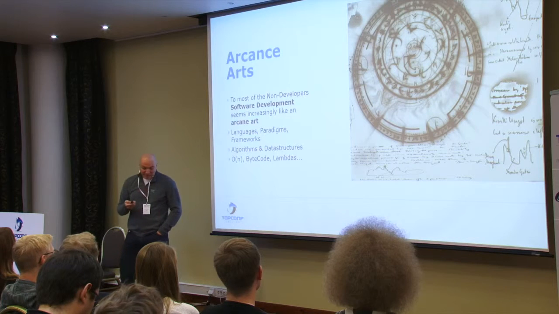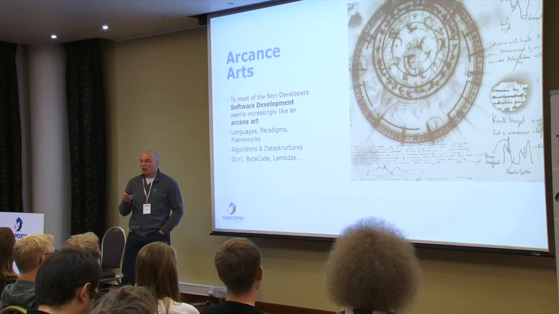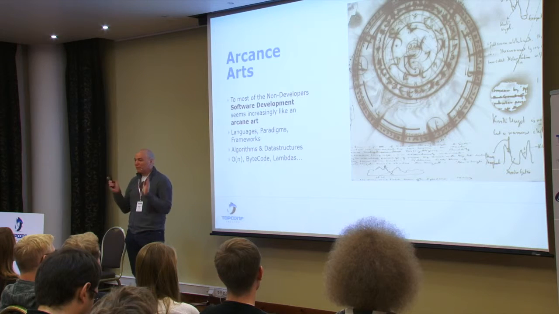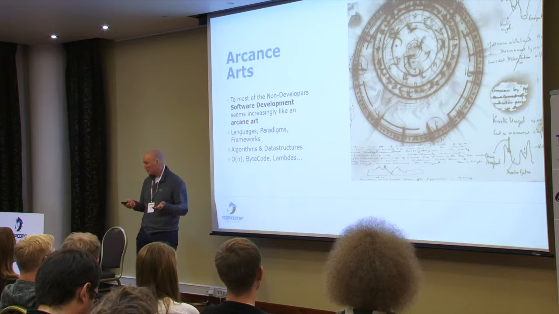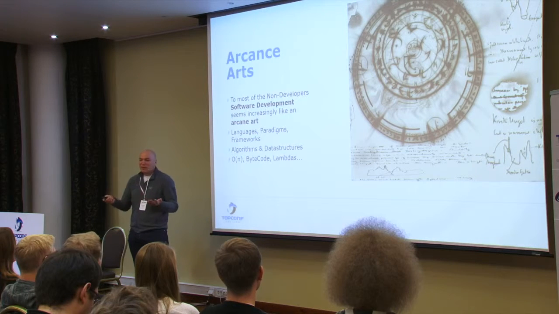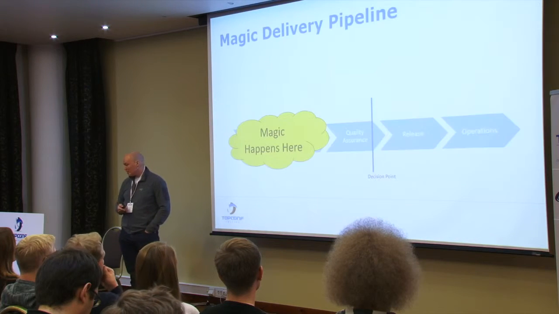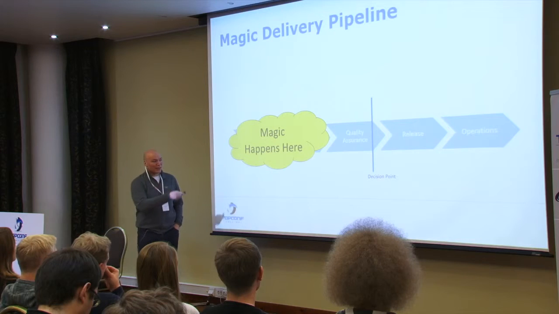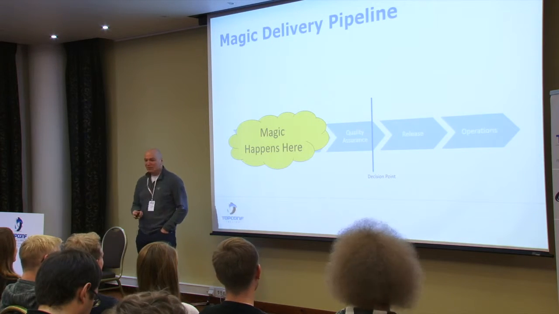Second problem is, when you're not a developer and you have to make this decision, you don't know what they do, because from a non-developer perspective, it's like an arcane art, like magic going on. So many things you simply have no clue about. You have to rely on the statement of the developer. So our delivery pipeline is sort of that way. Some magic here, and you have to make a decision at some point. How do we do this?